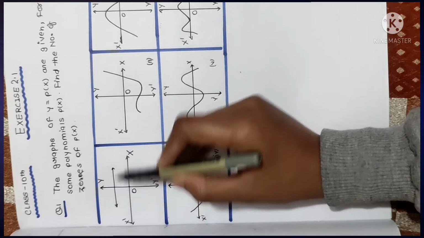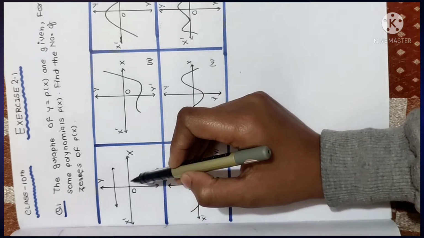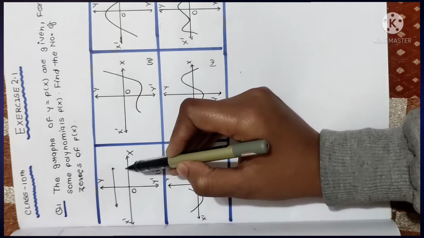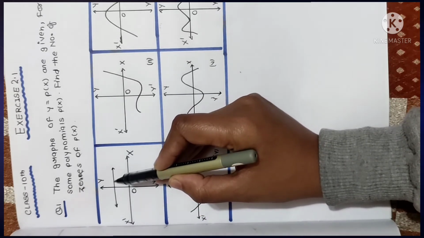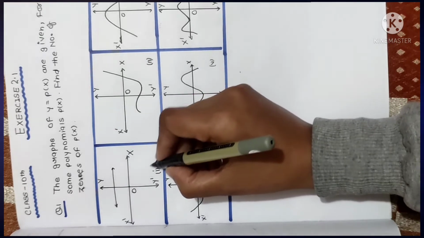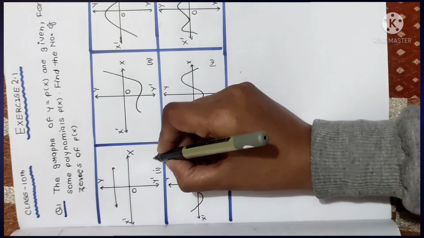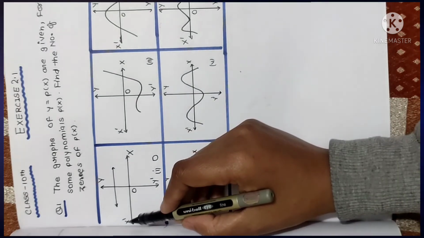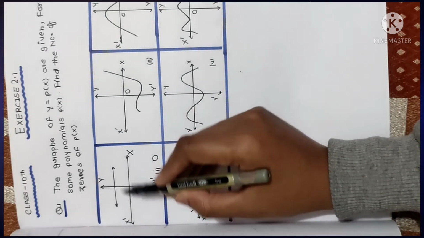Now here you can see your graph is straight and it is parallel to the x-axis. It is not cutting the x-axis. It means the number of zeros is 0. Here we have number of zeros 0, because it is not cutting the x-axis at any point.